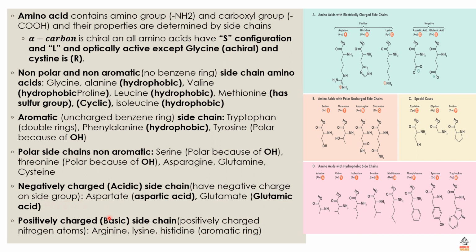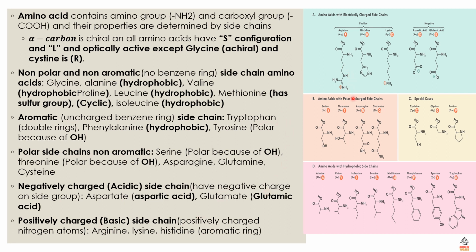Alright, next we have the negatively charged acidic side chains. They have negative charges on the side group. So you have aspartate and glutamate. It's simple. The negatively charged side groups are two: aspartate and glutamate.